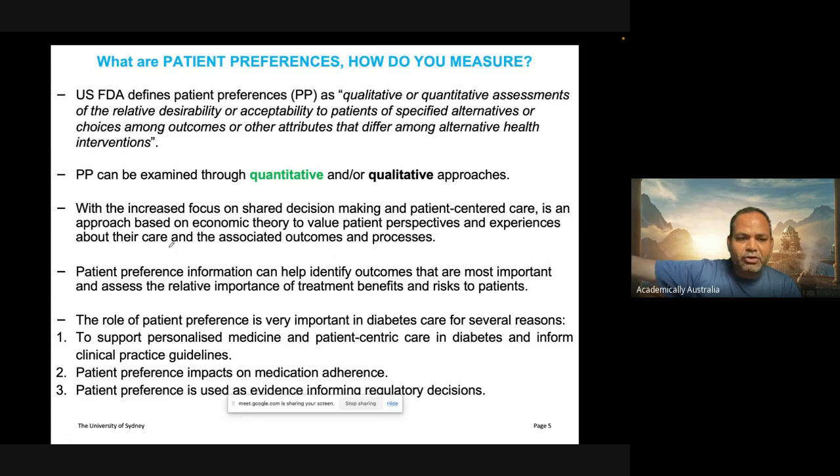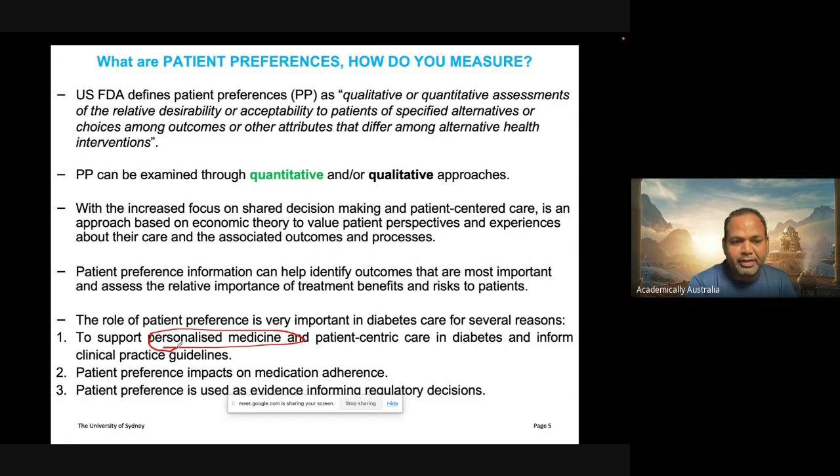Patient preference information can identify which outcomes are most important to patients, so this is like personalized medicine. The patient is saying this is important for me. Side effects are very, very important for me. Or maybe the effectiveness of the medicine is very important for me. Or maybe the affordability of the medicine is important for me. So it's a personalized factor for each patient.